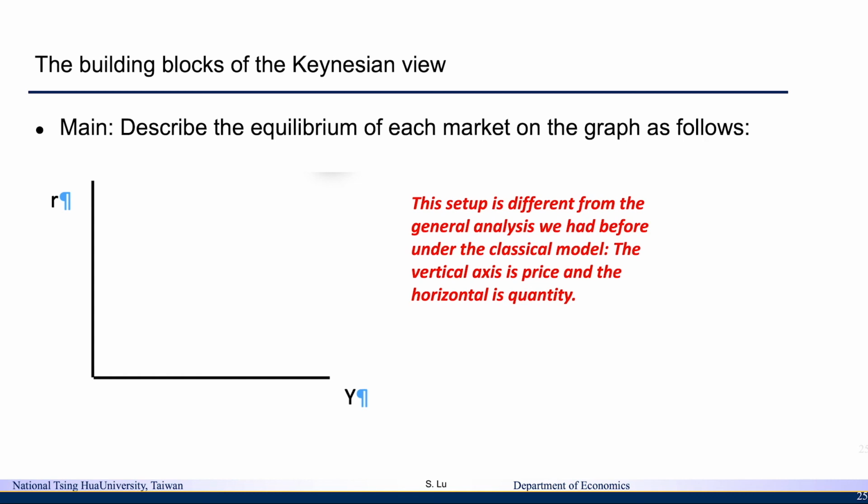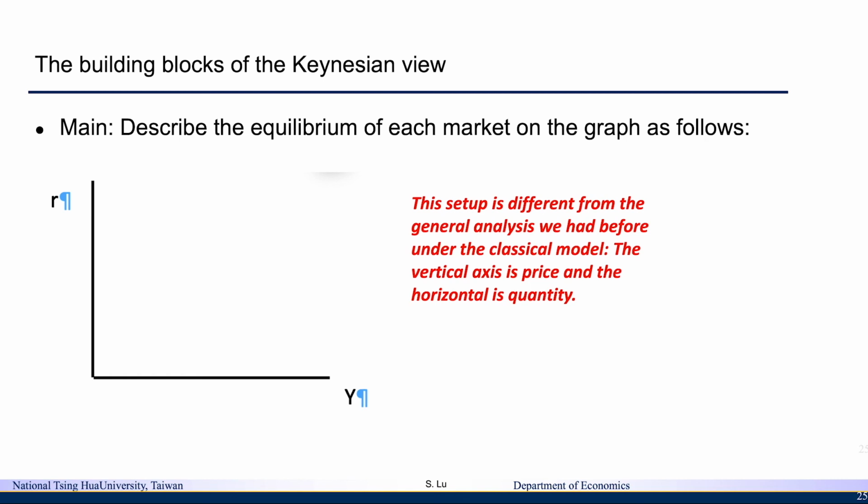For all the diagrams under the classical view, when we draw the labor market equilibrium, the goods market equilibrium, and the asset market equilibrium, we are always drawing a graph with the vertical axis being the price and the horizontal axis being the quantity. Here, for the Keynesian type of analysis, our building blocks for describing the goods market, labor market, and asset market equilibrium identify the relationship between the real interest rate and output for all the market equilibria.